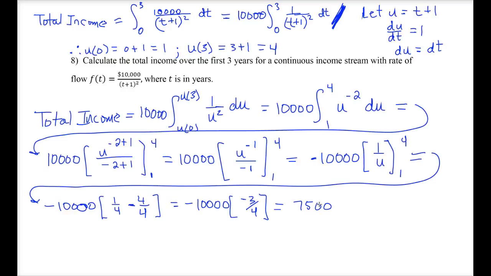So our final answer here should just be a positive 7,500. Again, of course, we know this because a negative times a negative ends up being a positive. So we do that. And of course, this is like 0.75. And 75% of 10,000 is 7,500.